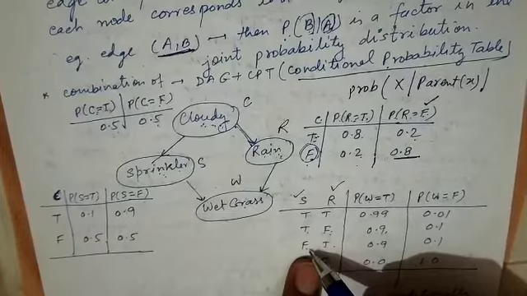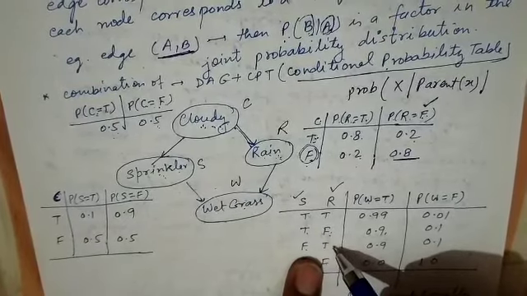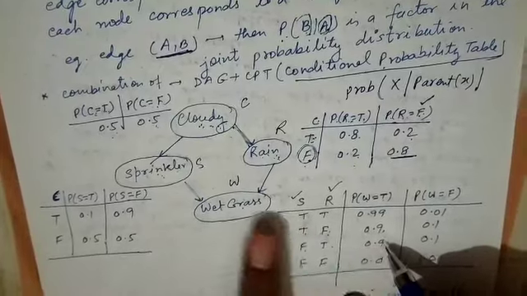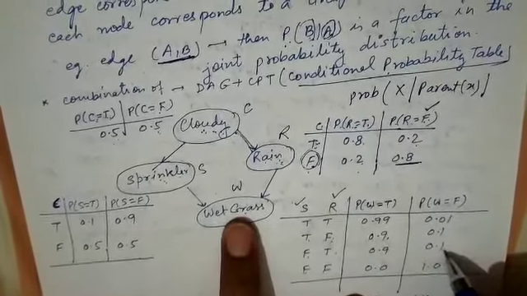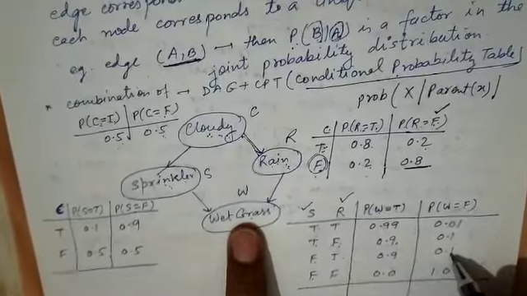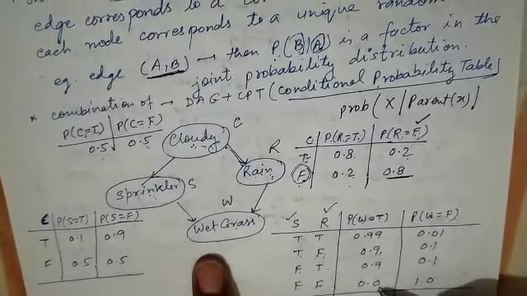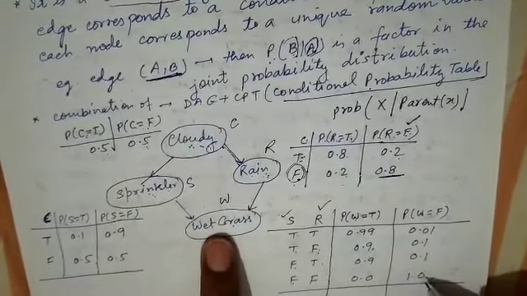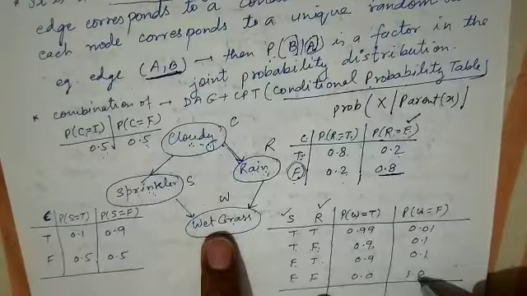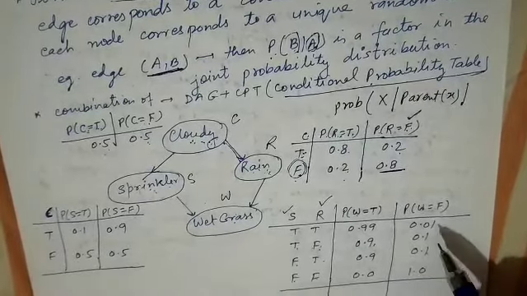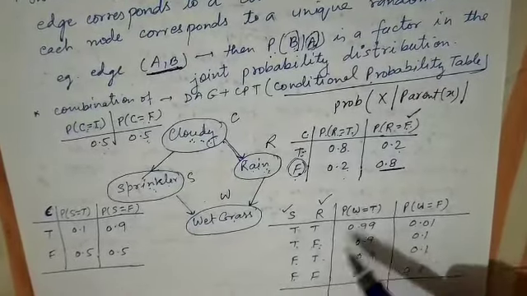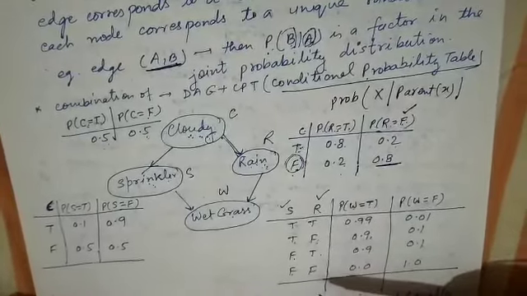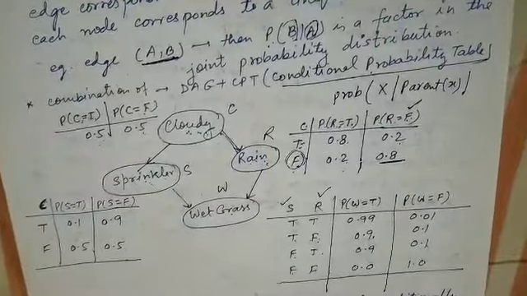If the sprinkler is not working but rain is happening, then there is a 90% chance that the grass will be wet, otherwise a 10% chance the grass will not be wet. And if both are false, then there is a 0% probability that the grass will be wet, and a 100% probability that the grass will not be wet. So basically these are the conditional probabilities which will be used to find the conclusion here. Basically it satisfies the local Markov property.